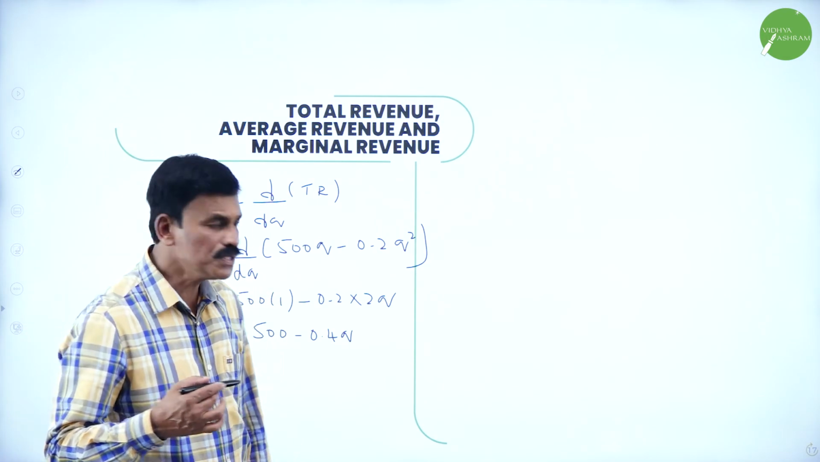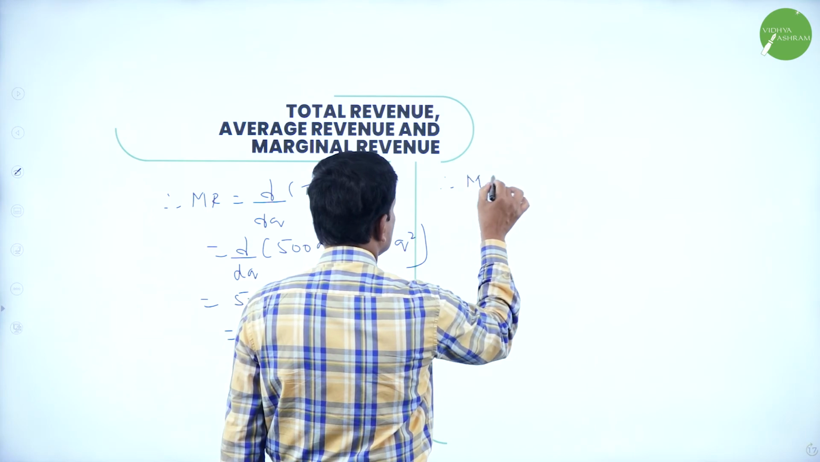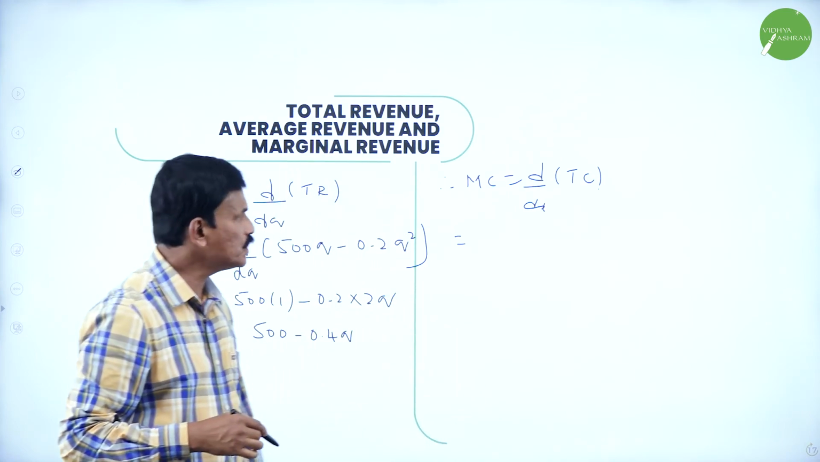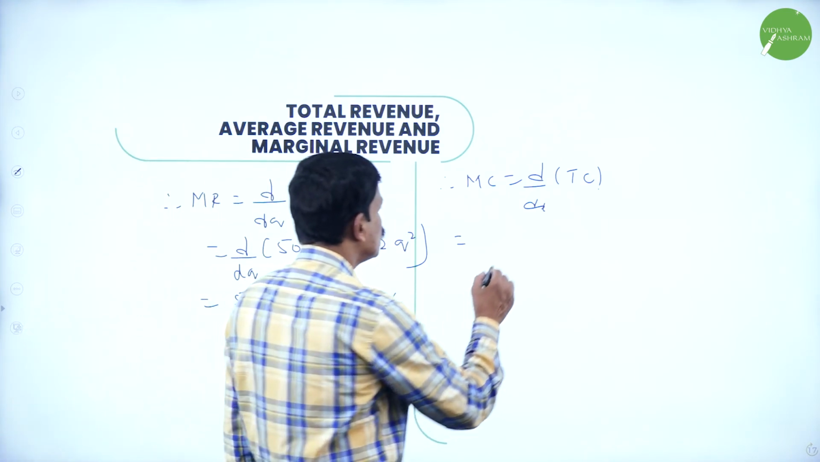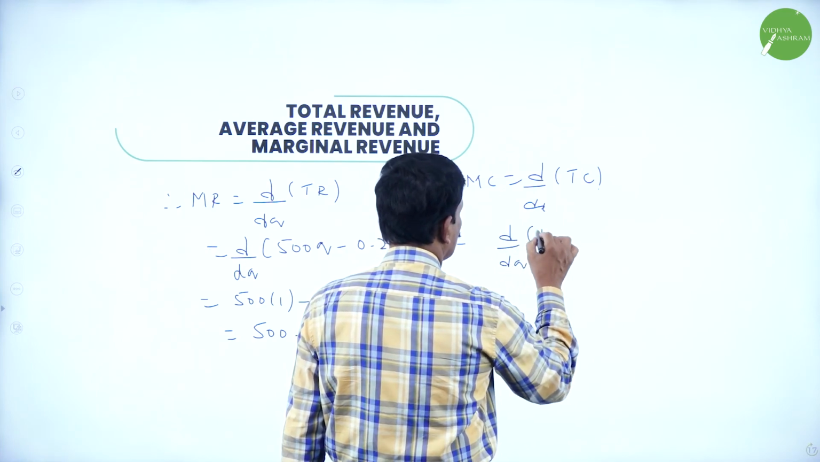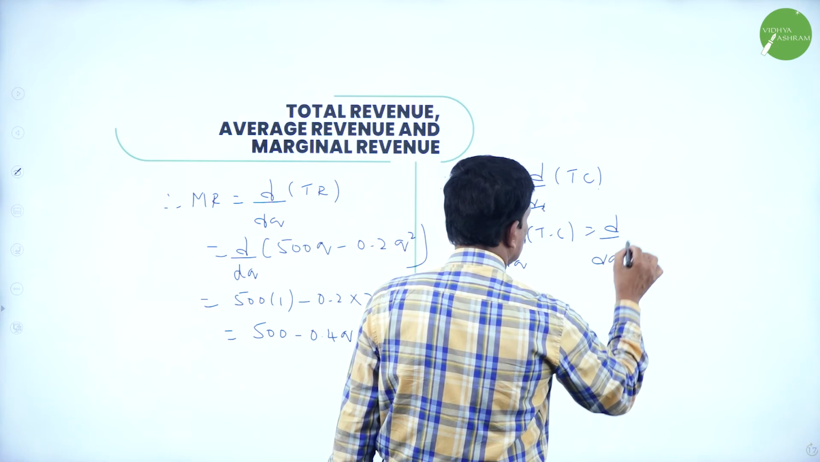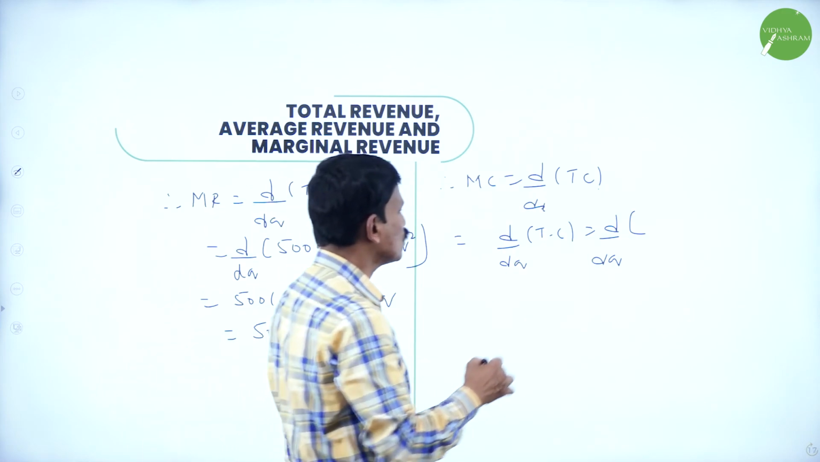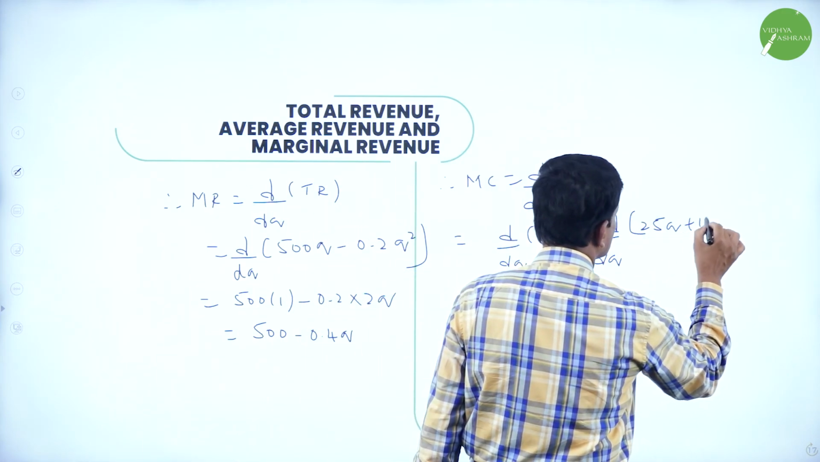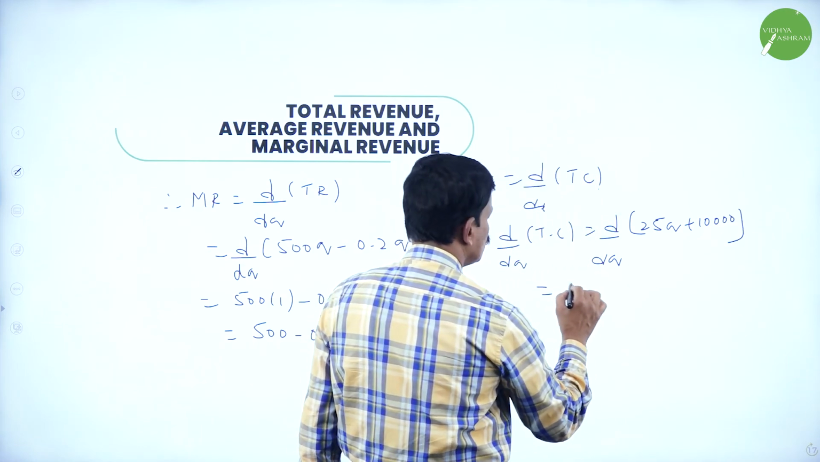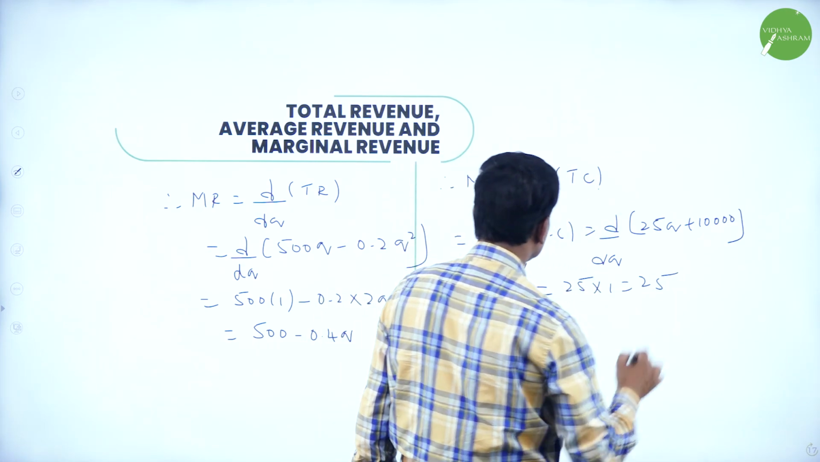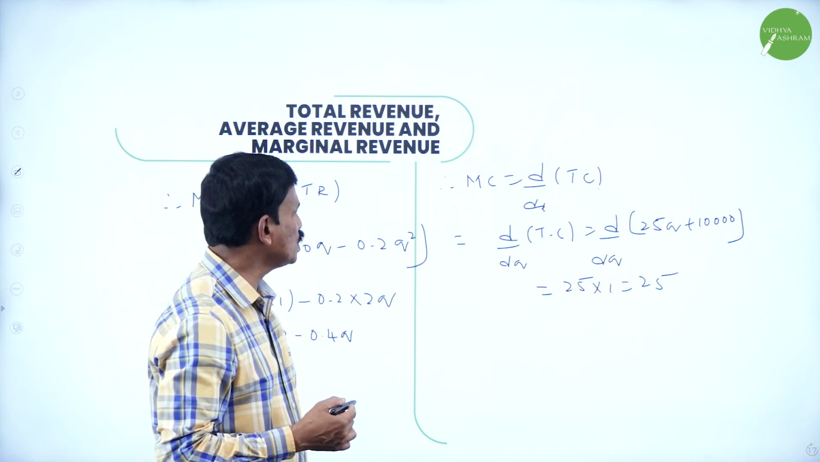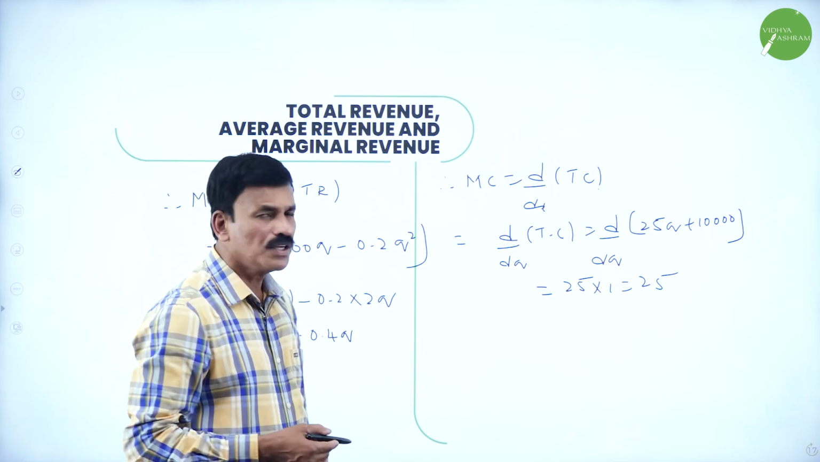Okay. Now whereas MC is equal to d by dQ of TC, the total cost. So differentiate with respect to Q now. What is the total cost? The total cost is 25Q plus 10,000. So this is equal to 25 into 1, is equal to 25. The total cost derivative is nothing but MC. MC is equal to d by dQ of TC, that's equal to 25 into 1, is 25.